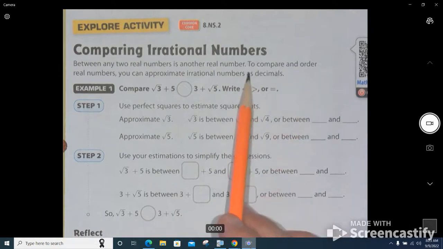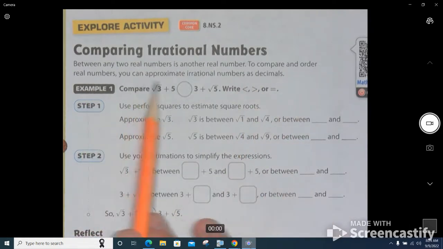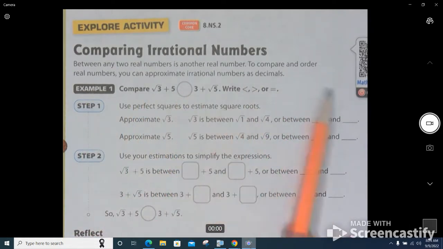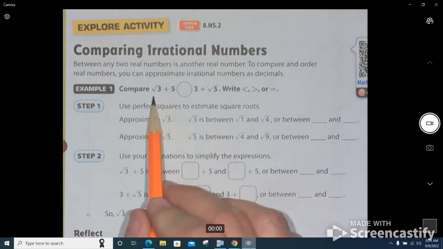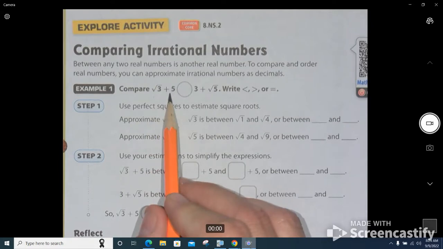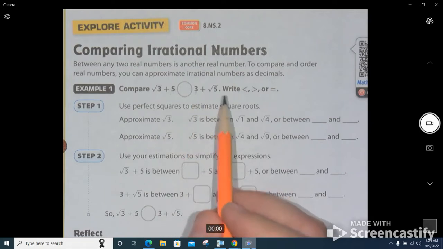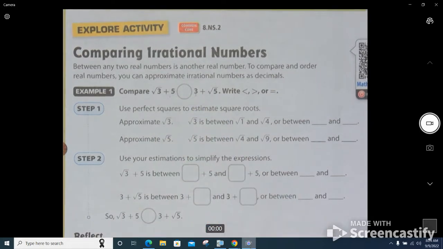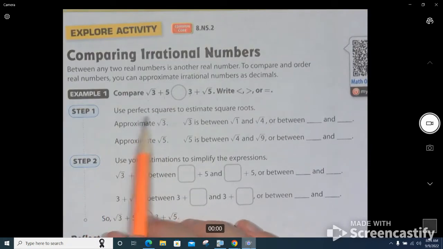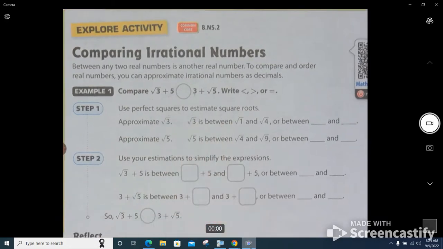You guys get it. So to compare and order real numbers, you can approximate irrational numbers as decimals. So when we compared the square root of 3 plus 5, and then 3 plus the square root of 5, those are two separate numbers, and we have to think about that. So let's try to do something. It says here, use perfect squares to estimate the square roots.